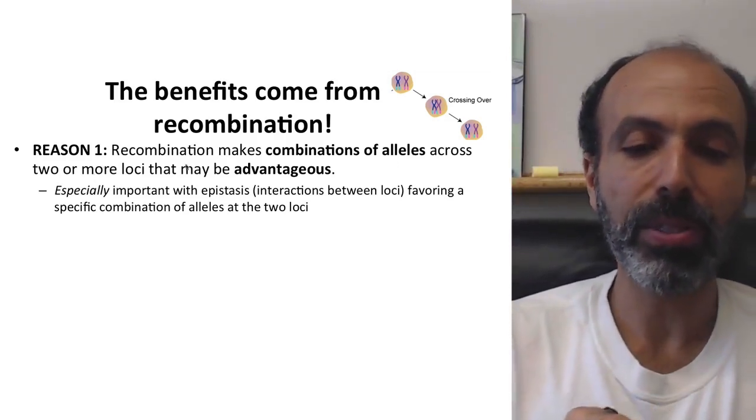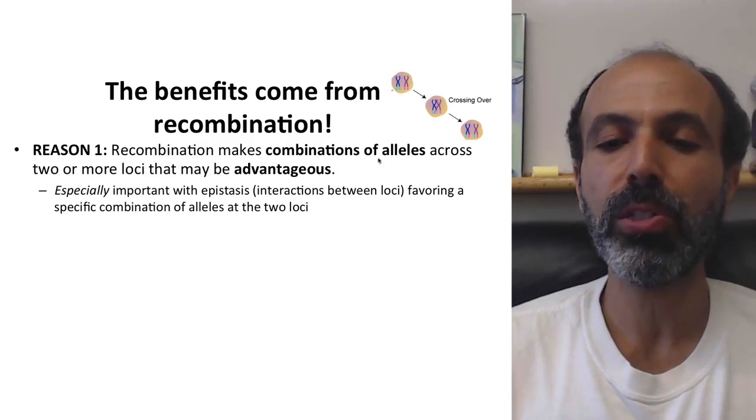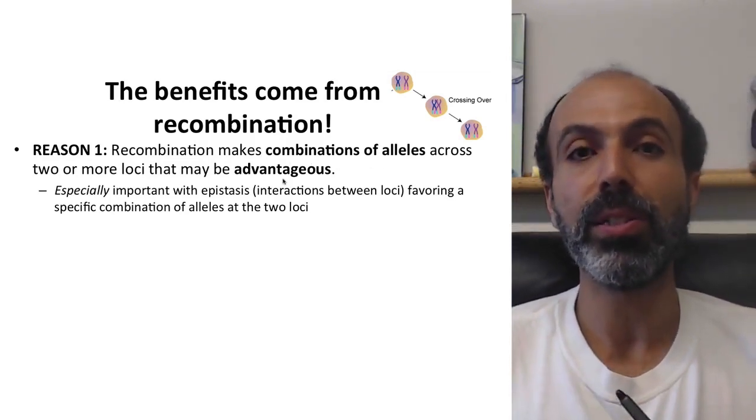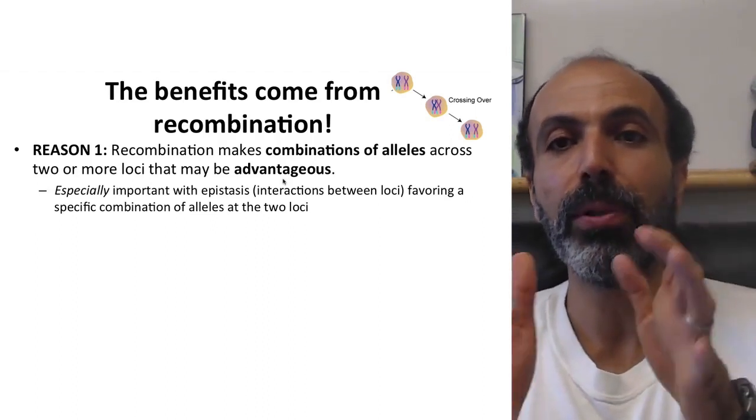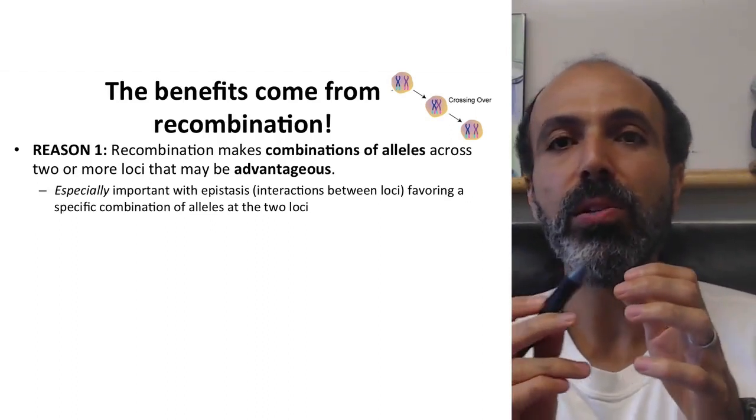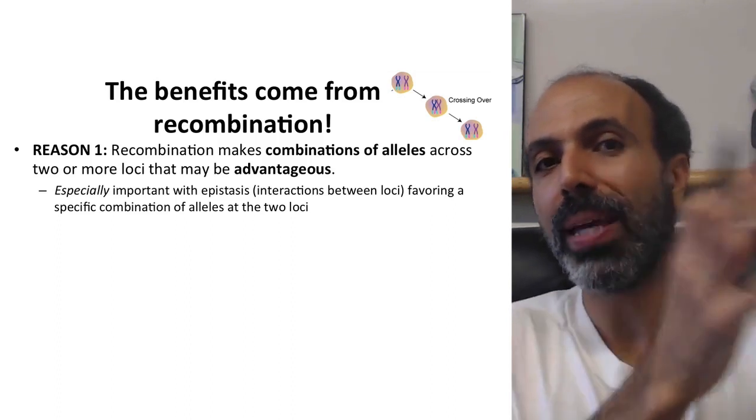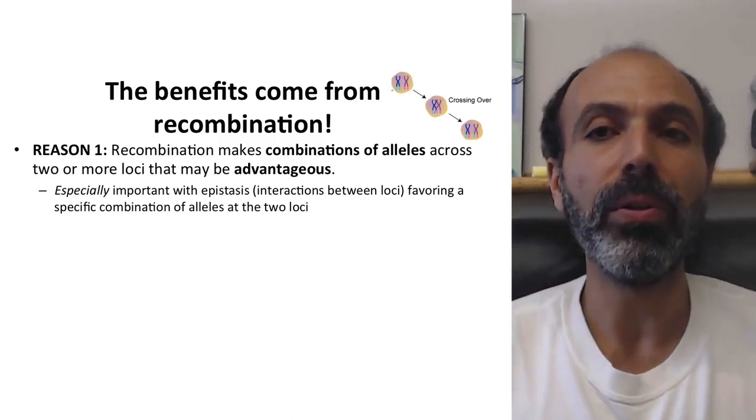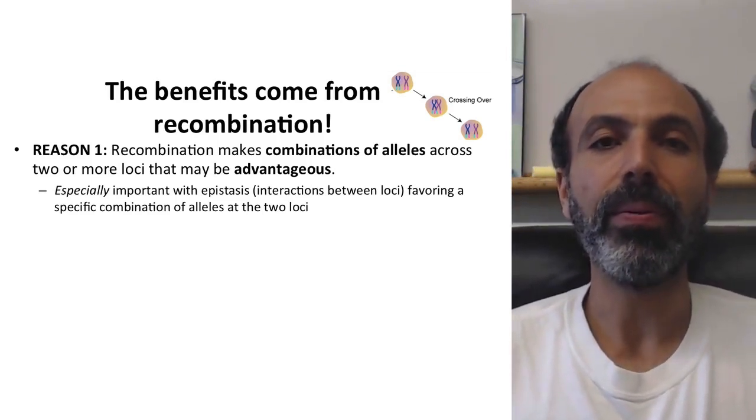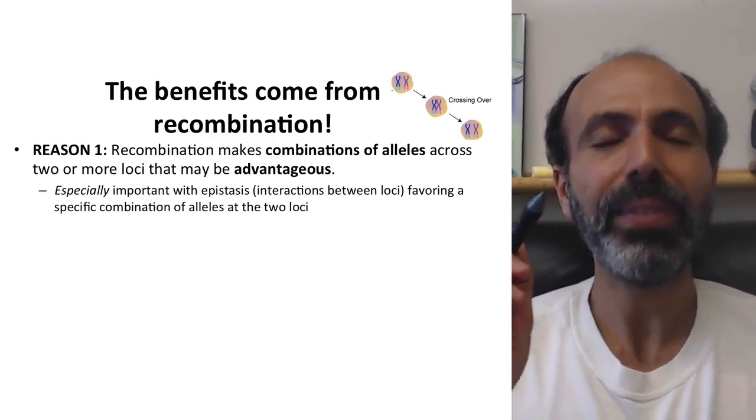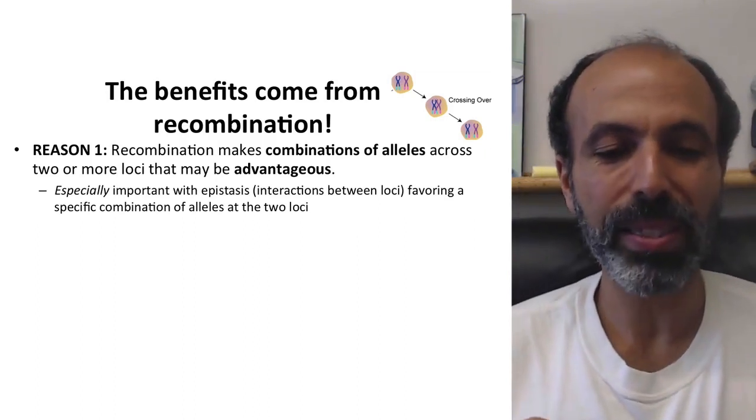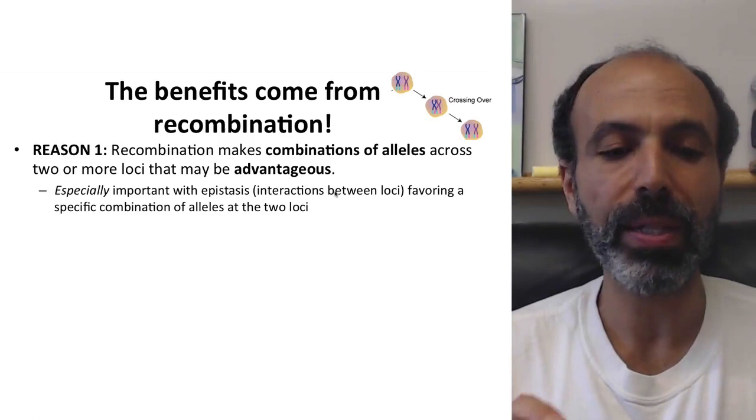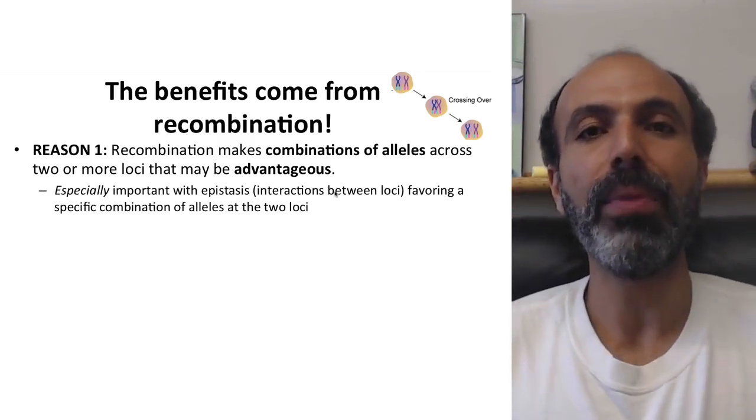The first one we'll talk about is that recombination makes combinations of alleles across two or more loci that may be advantageous. So imagine that, for example, to have maximal fitness, you need to have the big A allele at one of your loci, and you need to have the big B allele at another locus. How do you put these things together? Recombination facilitates that, and I'll show you that in just a second. Now, this is especially important when you have epistasis, or interactions between loci, that favor particular combinations.